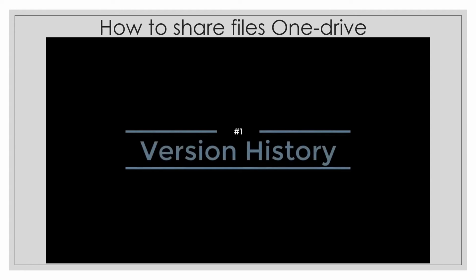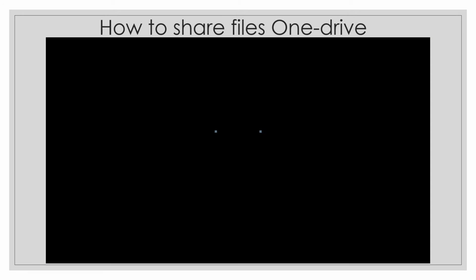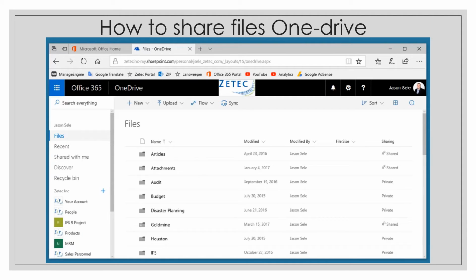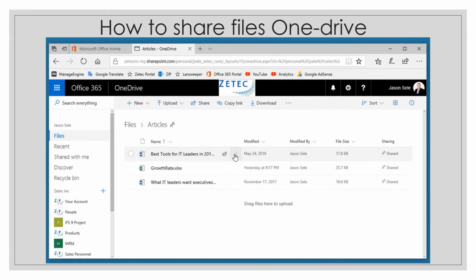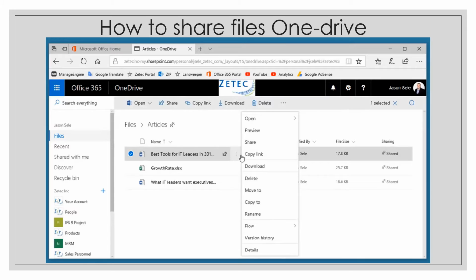Number 1, version history. When you log into the Office 365 portal and go into OneDrive, you'll see a list of files. If you drill down into individual files, you'll notice that there is a ... on the right of each file. This brings up a menu when you click on it, and there's an option for version history.